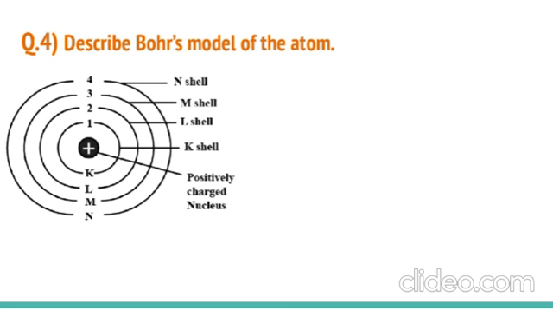Describe Bohr's atomic model. Here I've explained it in just one slide. You just have to explain that he made a positively charged nucleus in which protons and neutrons are present, and the main thing is that he made four shells or four orbits. In an atom there are four shells: the K shell, L, M, and N shell. So here is how you will explain it.